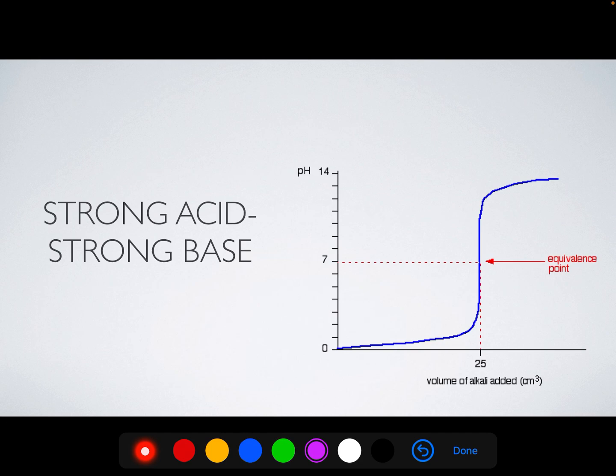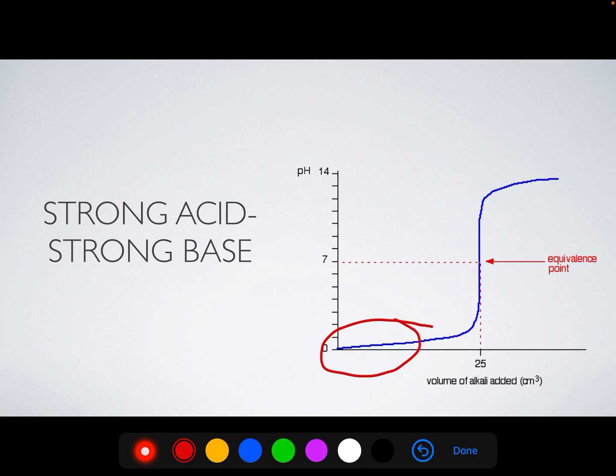Okay, so I will start with the titration curve of strong acid, strong base titration. Generally this is how our titration curve looks like. Like I have mentioned earlier, we will have initial point. So this is our initial point.